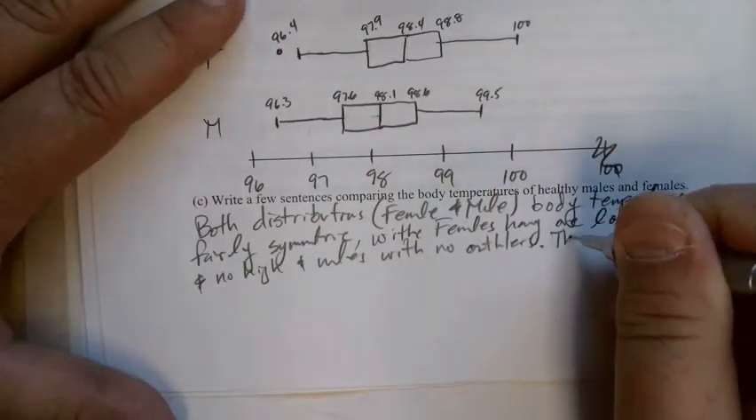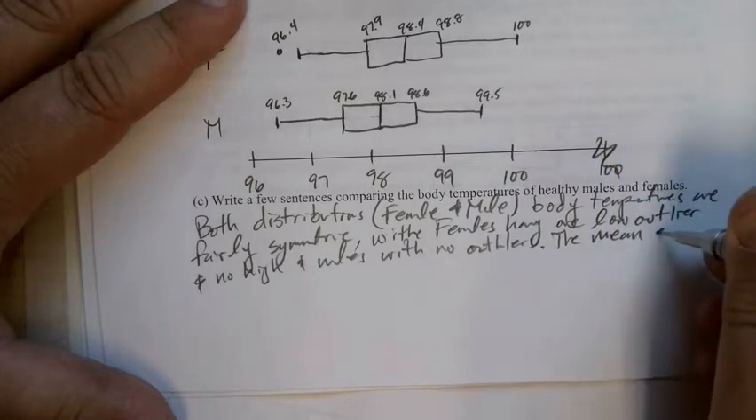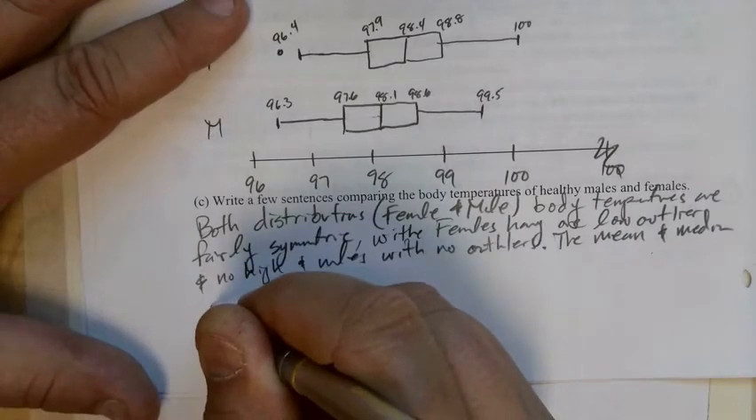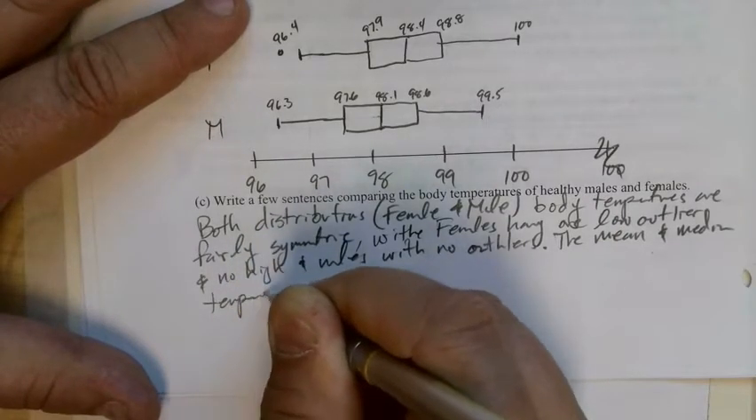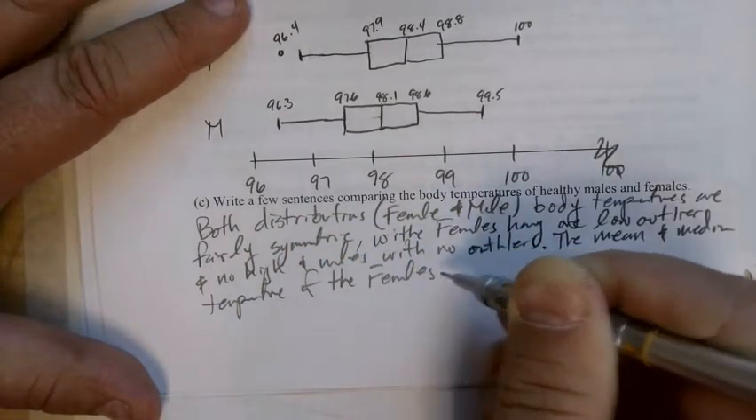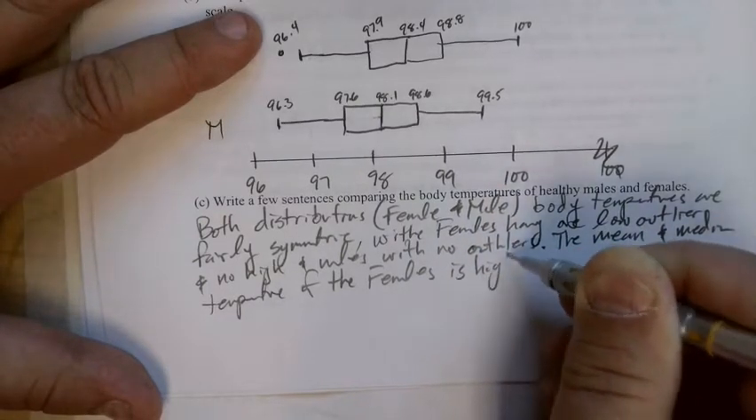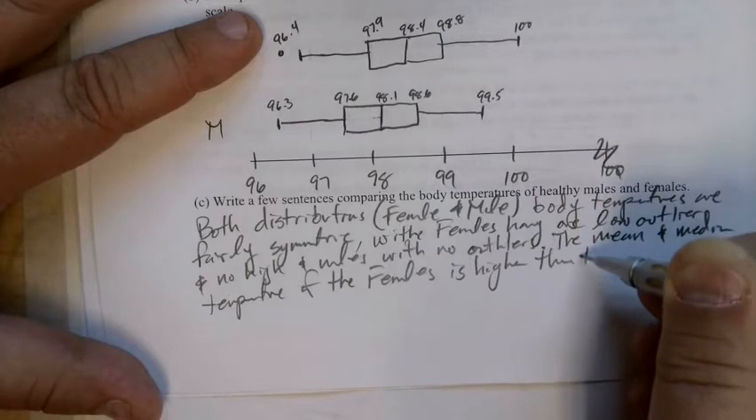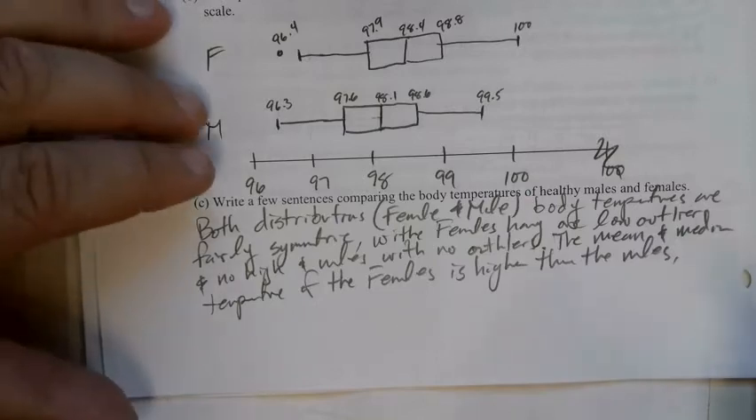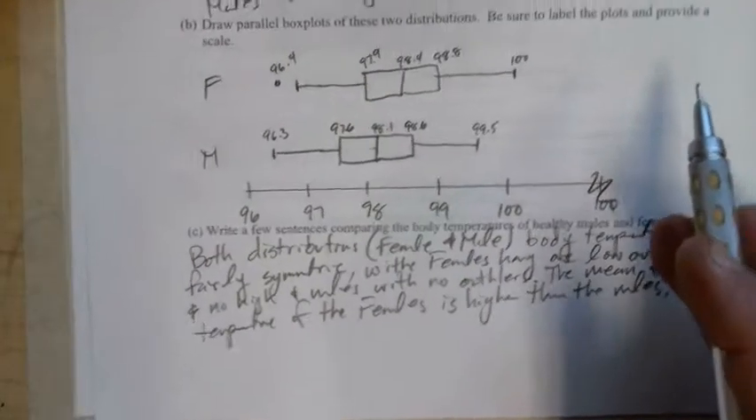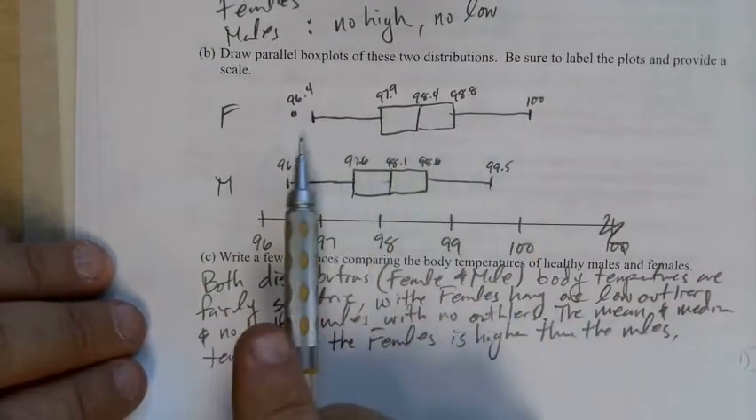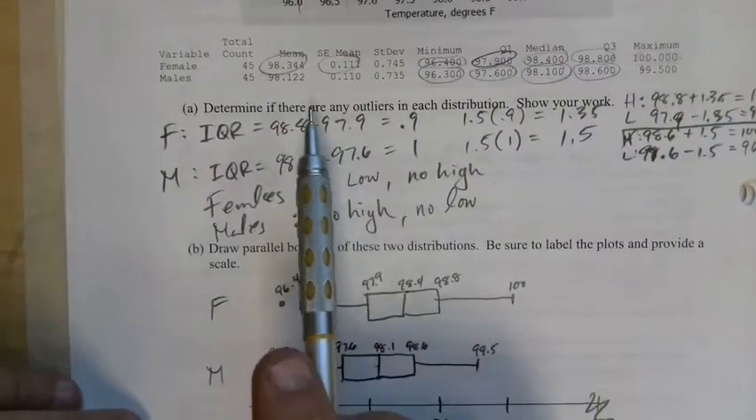Okay. The mean and median temperature of the females is higher than the males. Okay, shape, outlier, center, spread. Who has a bigger spread? Well, I can look at it visually. Oh, look, visual. Wow, they're a little bit close. So I'm going to look at some numbers here.